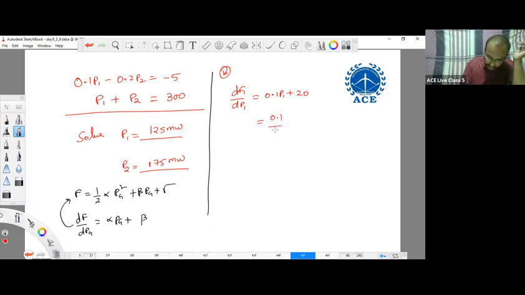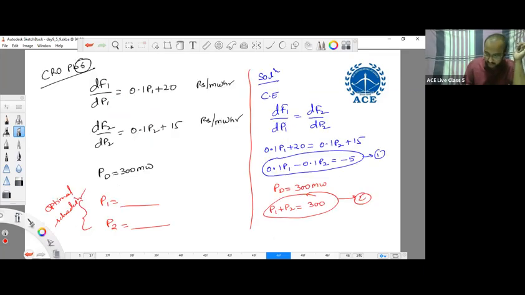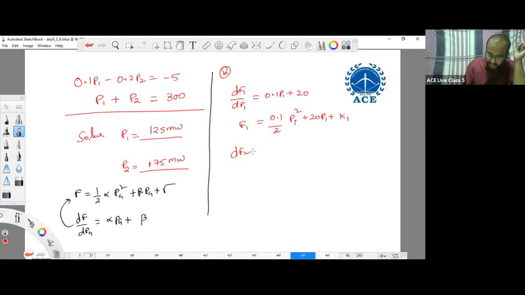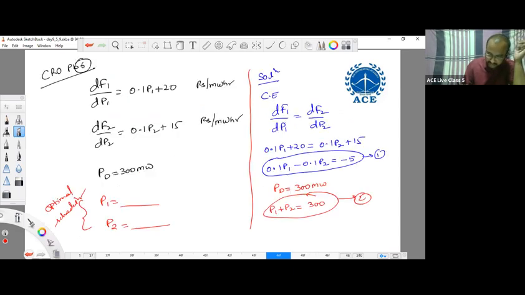0.1 by 2 P1 square plus 20 P1 plus some constant K1. This is F1, the fuel cost of the first unit. Now, what is dF2 by dP2? dF2 by dP2 is 0.1 P2 plus 15.